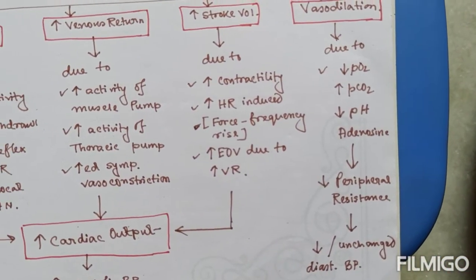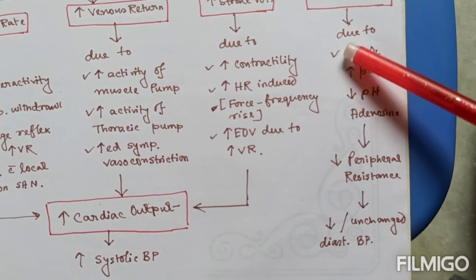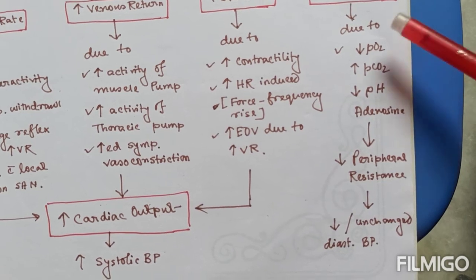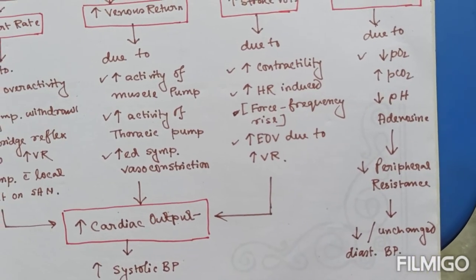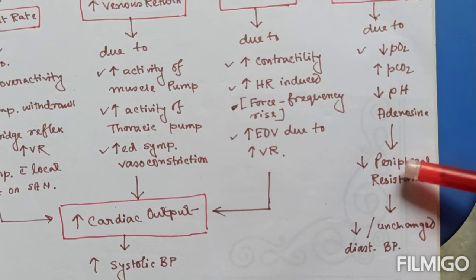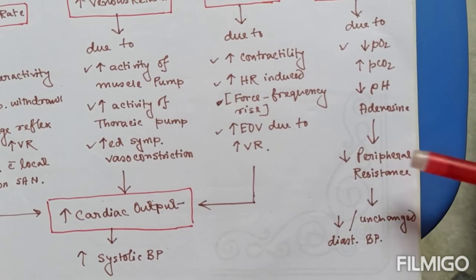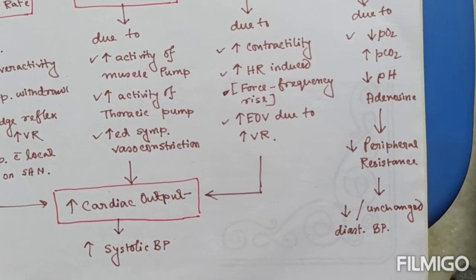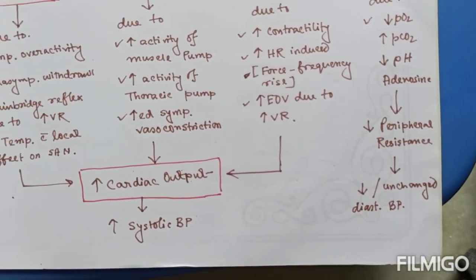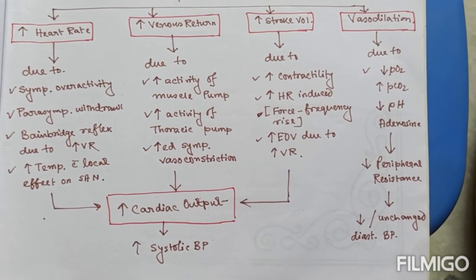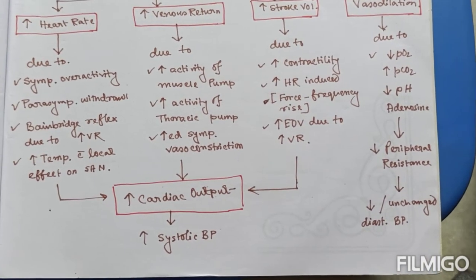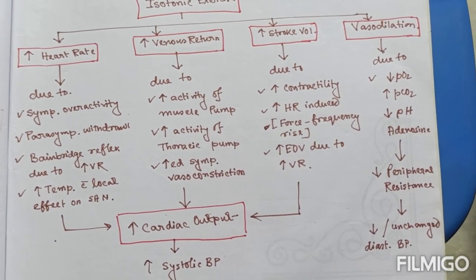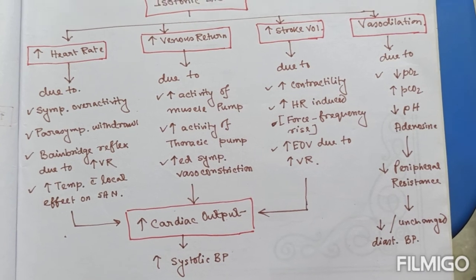If we consider the vasodilatation, due to effects like adenosine, increase in partial pressure of carbon dioxide or decrease in partial pressure of oxygen, and pH change, this causes decrease in peripheral resistance, and thereby the diastolic BP will be either unchanged or reduced. So isotonic exercise mainly causes an increase in systolic BP, along with a decrease or unchanged diastolic BP. So this is significant.